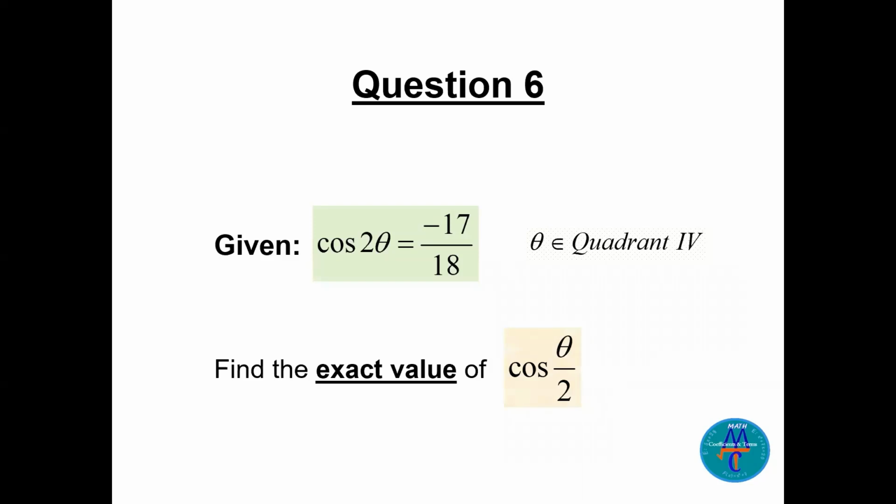Question number 6, we are given cosine of 2 theta is minus 17 over 18. Theta belongs to quadrant 4. Find the exact value of cosine theta over 2. Now remember, in this question we have 3 different angles. We have theta, we have 2 theta as another angle, and we have theta over 2 as another angle.